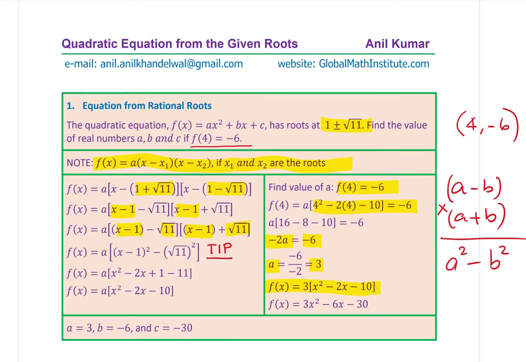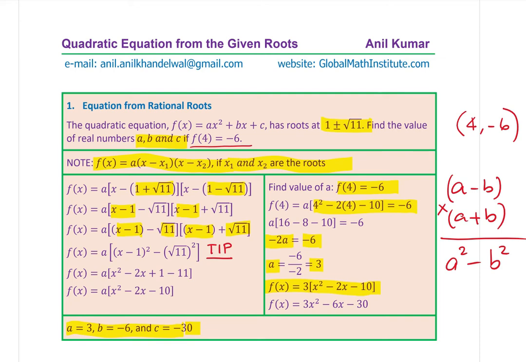And now you can compare what a, b, and c is. And therefore, what do we get? We get a equals 3, b equals minus 6, and c equals minus 30. So that is how you could solve this question. I hope the concept is absolutely clear.